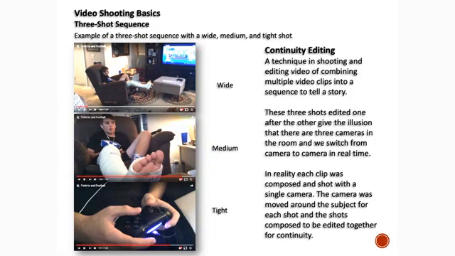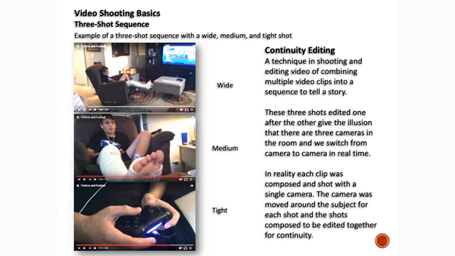The very basics of sequence shooting is what's called a three-shot sequence. The most common is a wide, medium, and tight shot. They're shot in sequence, one after the other, so that they can be edited to look like time has been condensed, and we're watching what looks like was shot with three different cameras, but really it was just one camera that moved around the same subject.